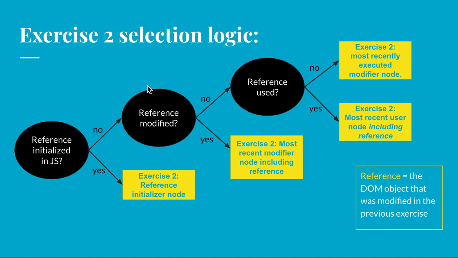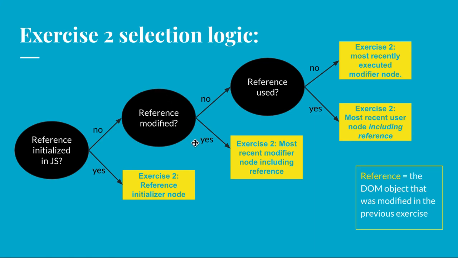So that's no. Then we're going to see, is the reference modified? Is there another instance, different than the code that we're already looking at, or that we looked at in any previous exercise, that changes the values of the DOM object? If yes, then there could be more than one modification, and if that's the case, we're just going to pick the most recent modifier node that includes the reference. So let's say there are three things that modify this DOM object that are separate from anything we've gone over before, so that are, quote unquote, unvisited. Then we're going to visit the most recent one of those, and most recent, again, meaning most recently executed in the call stack.